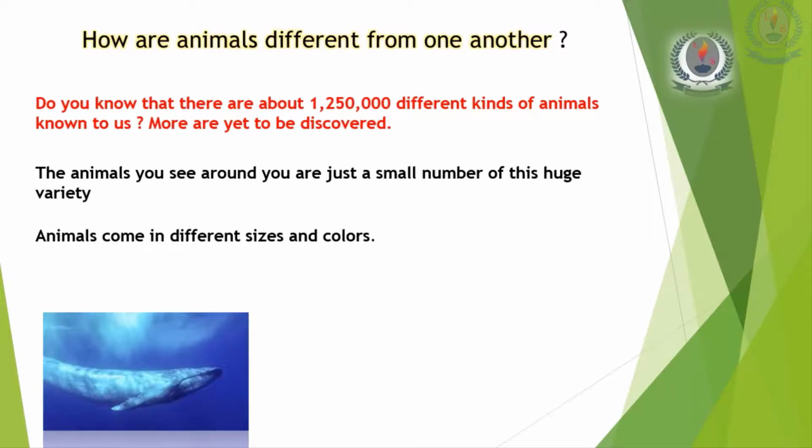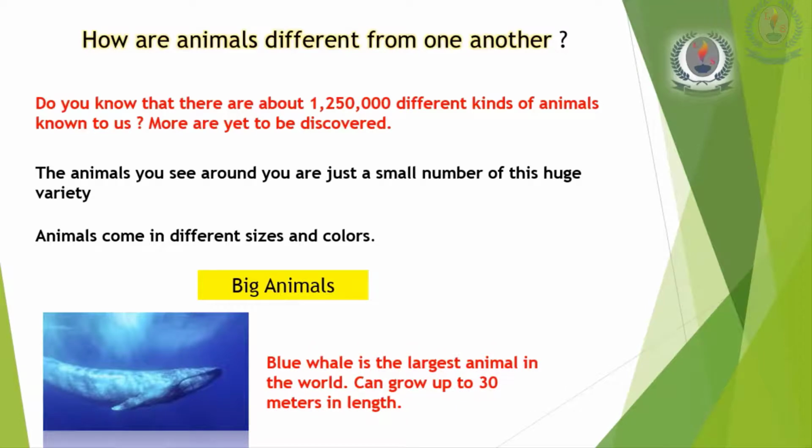Animals come in different sizes and colors. Big animals. Blue whale is the largest animal in the world. It can grow up to 30 meters in length. Do you know, children? Blue whale is the largest animal in the world.